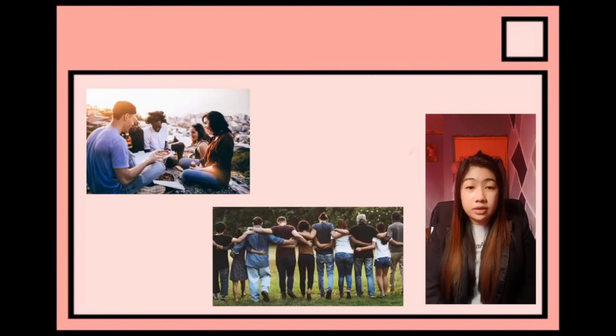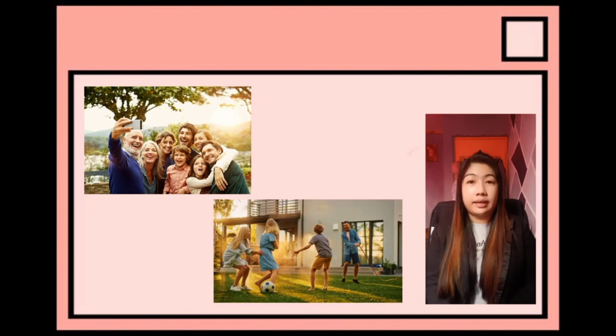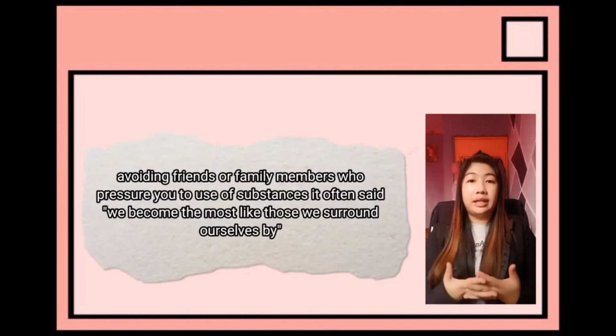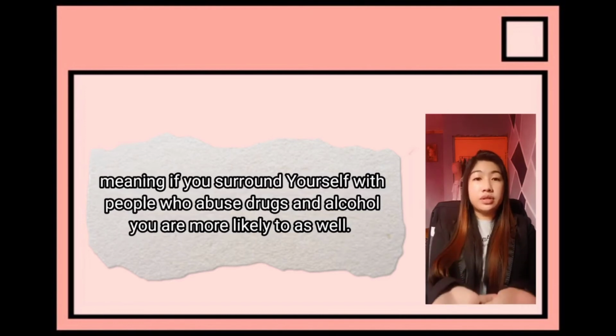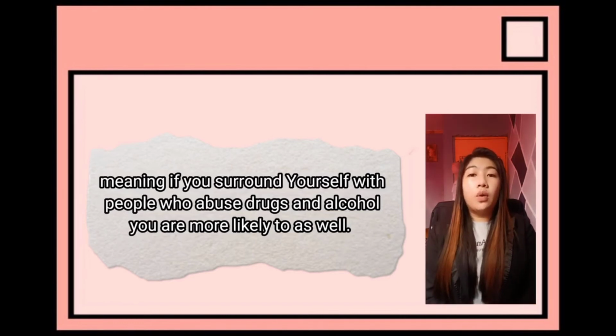How can substance abuse be prevented? Develop healthy friendships and relationships with your family, and avoid friends or family members who pressure you to use substances. It's often said we become most like those we surround ourselves with. Meaning, if you surround yourself with people who abuse drugs and alcohol, you're more likely to as well.